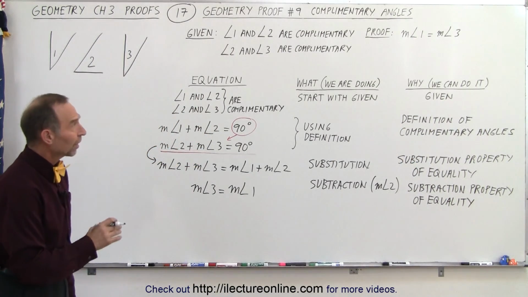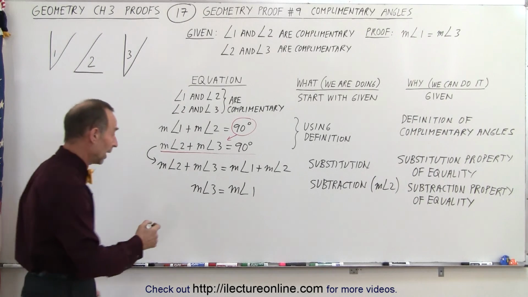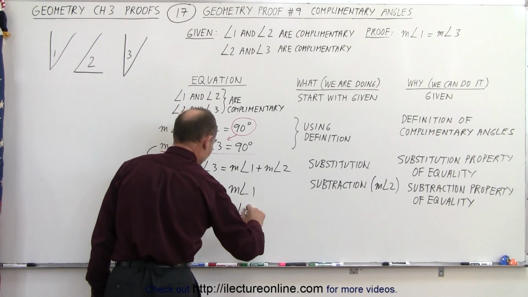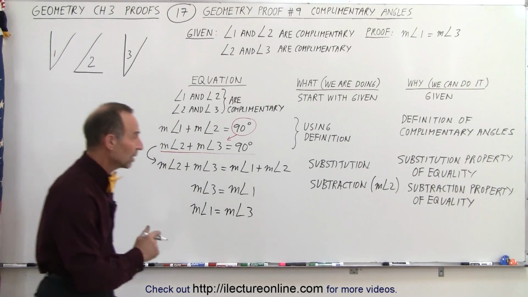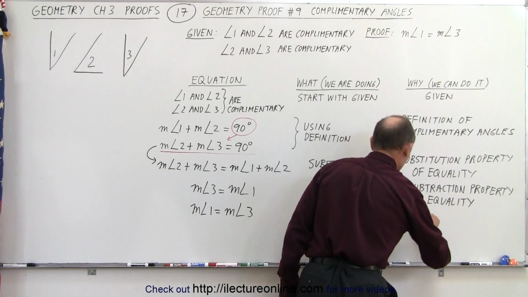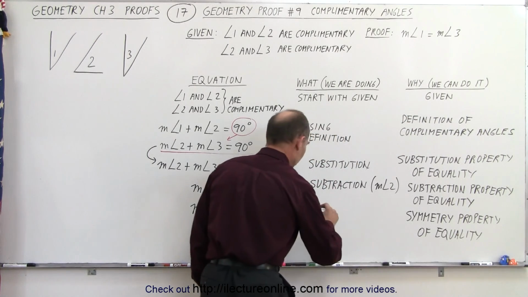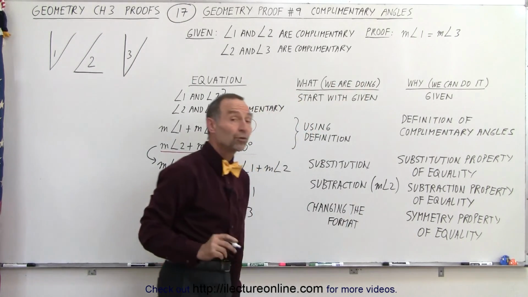Okay, now we're almost there. It's in a reverse order, but we know that we can actually turn that around. We can write that the measure of angle 1 is therefore equal to the measure of angle 3, and that is due to the property of symmetry. So we can say the symmetry property of equality. So we're changing the form to make it look exactly like what we're trying to prove.